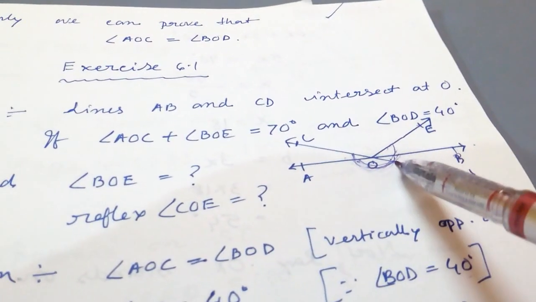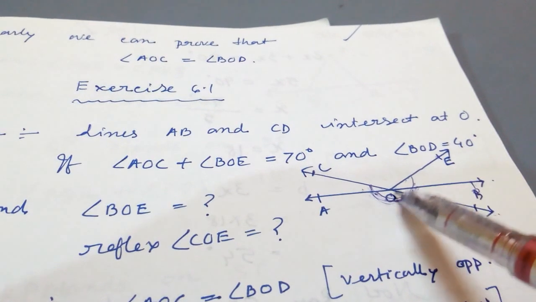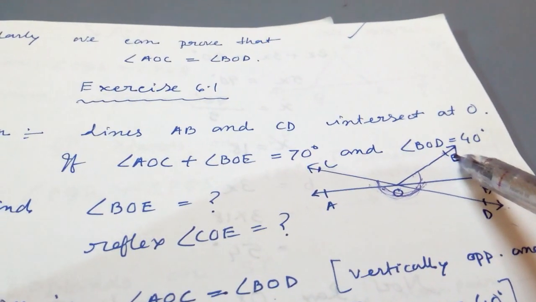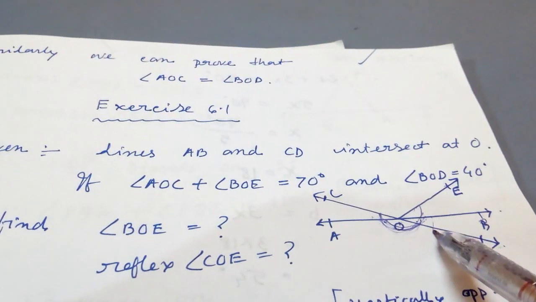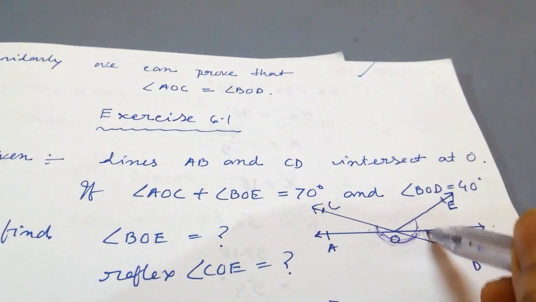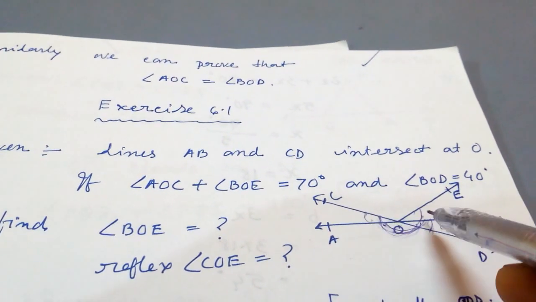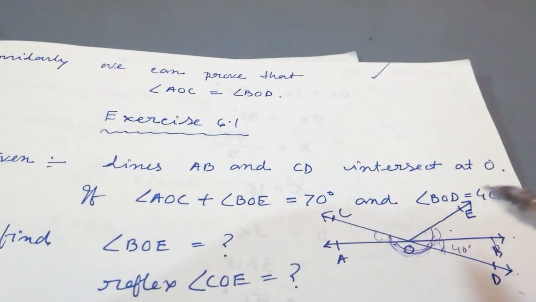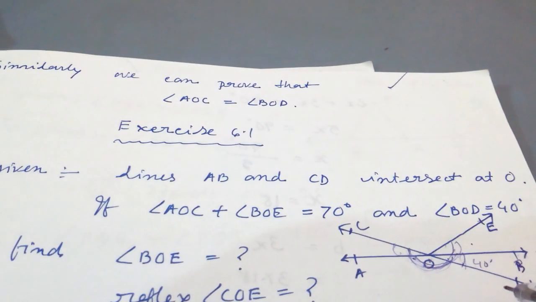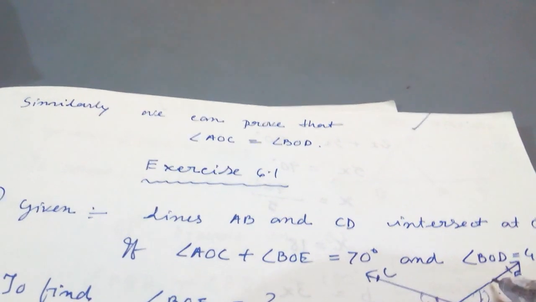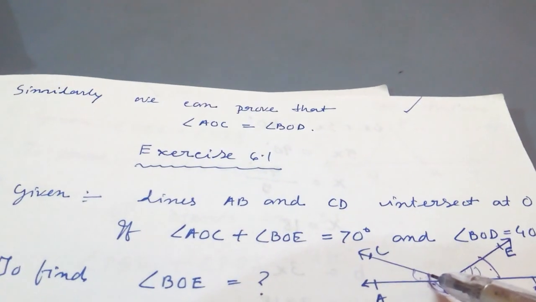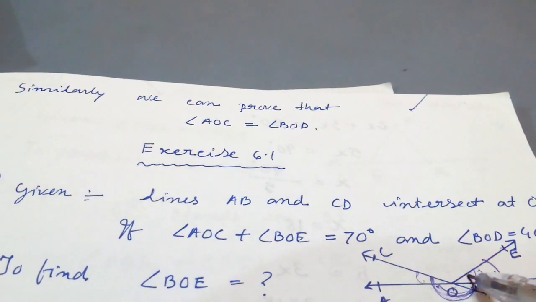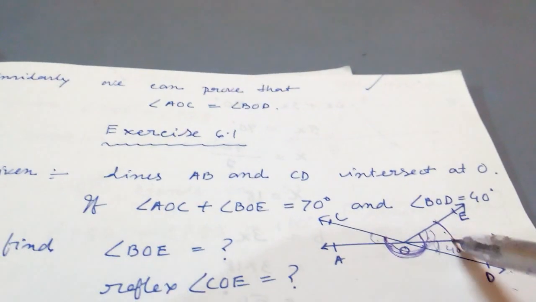Given that AOC plus BOE is equal to 70 degrees. And angle BOD is given as 40 degrees. This plus this is equal to 70 degrees. We have to find BOE, this angle, and reflex COE. What is reflex COE? Not this angle. This angle is called reflex COE. We have to find reflex COE and BOE.